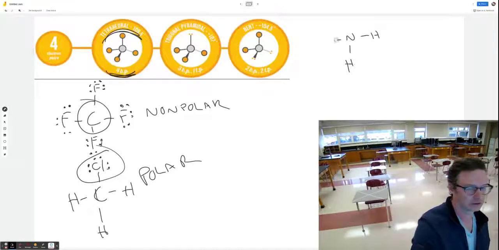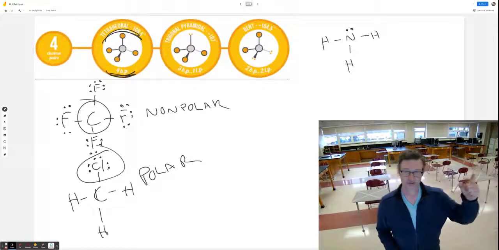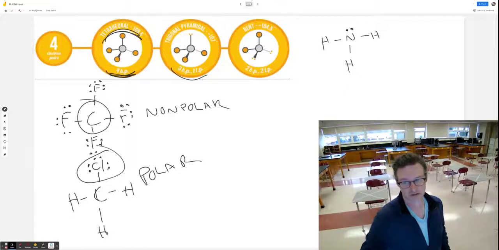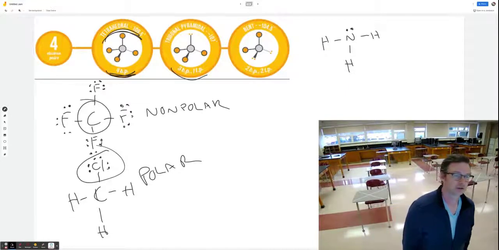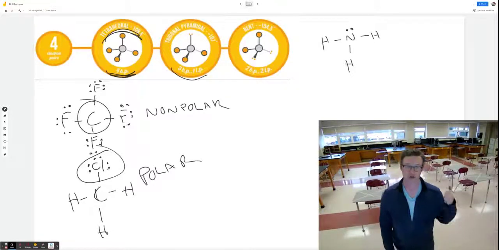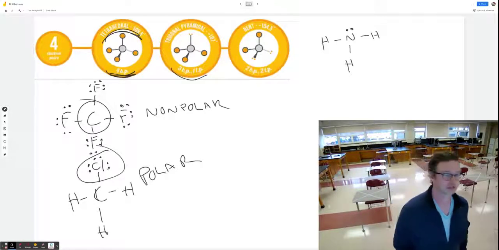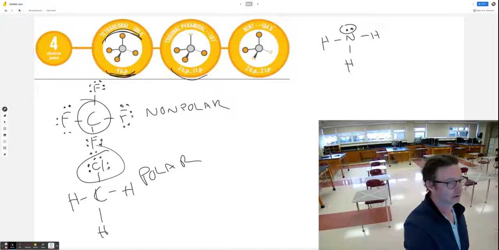Trigonal pyramidal shape. A nitrogen connected to 3 hydrogens. 3 atoms connected plus a lone pair on the center atom gives us this trigonal pyramidal shape. First question, are all the terminal atoms the same? Yes. Second question, are there lone pair electrons around the center atom? Yes. If you answer yes to that second question, polar.